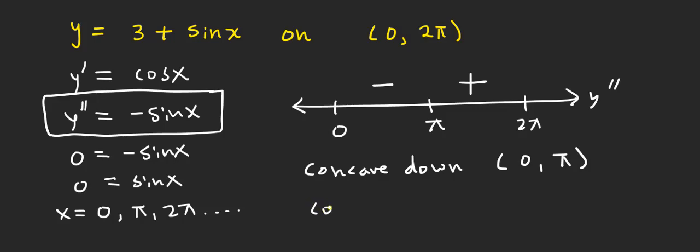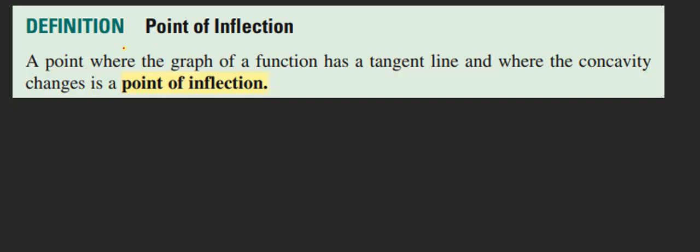And y is concave up from pi to 2 pi. Now notice, the sign of y double prime changes when x equals pi. It turns out this is the inflection point, which we're going to talk about. And here's a definition of point of inflection.